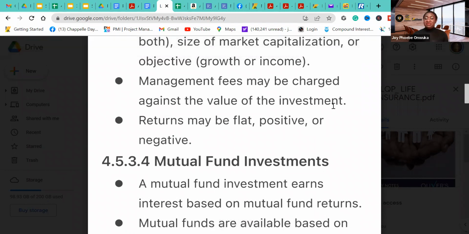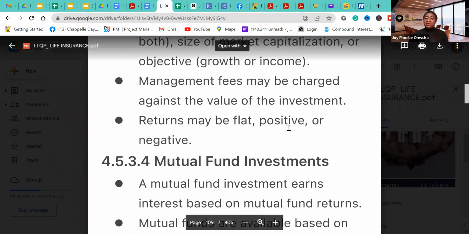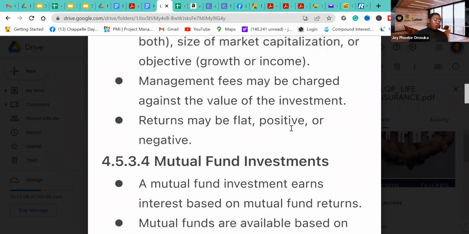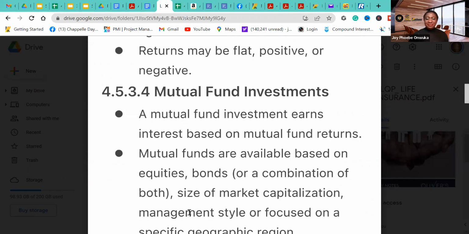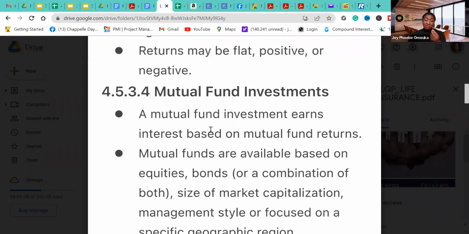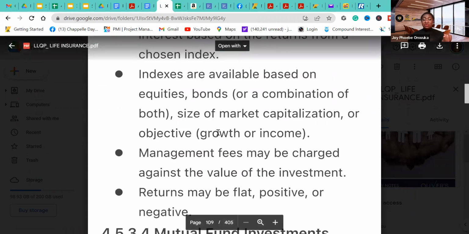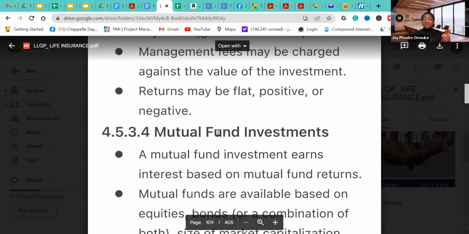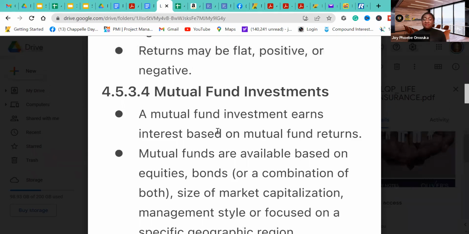Maybe against the value of the investment, full stop. Returns may be flat, positive, or negative. Then, another investment option is mutual funds. Remember, we're looking at investment options. We've looked at GIA, we've looked at index funds investment, and now we are looking at mutual fund investment.